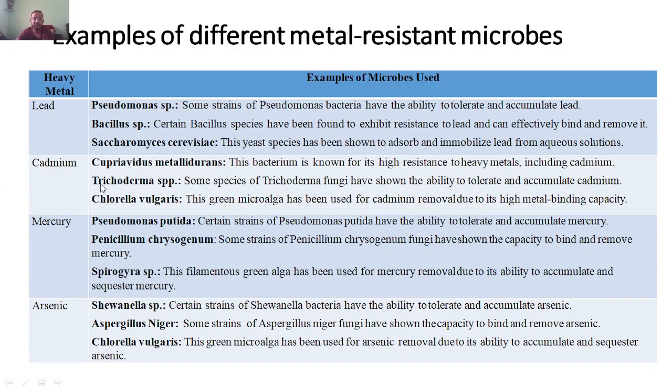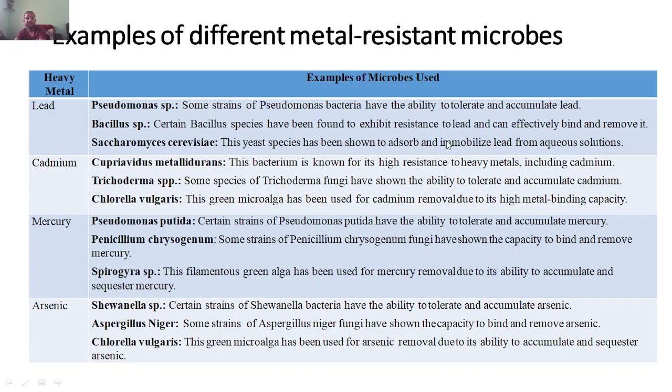Whereas to remove the cadmium, you have got Cupriavidus metallidurans. Then we are having Trichoderma species, Chlorella vulgaris species. Next, to remove the mercury, we are having Pseudomonas putida, Penicillium cryogenum, and then Spirogyra species. Next, to remove the arsenic, we are having the Shewanella species, Aspergillus niger, and Chlorella vulgaris.